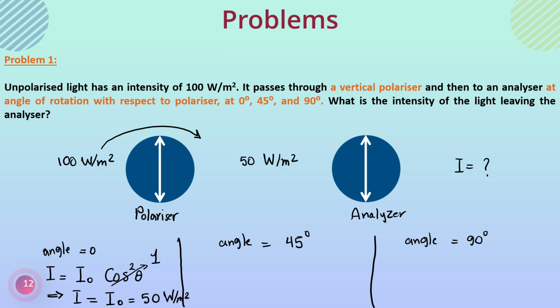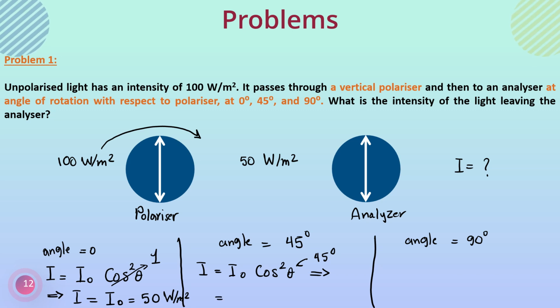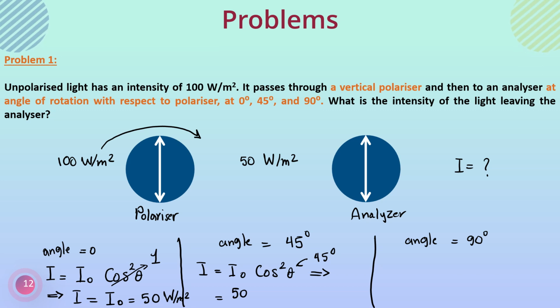Okay, when the angle is 45, what do we expect? Let's use the formula. I is equal to I naught cosine square theta. This theta is 45 degrees. So it will equal I naught, the intensity of the light which enters the analyzer, which is 50, right? Cosine 45 is 1 over square root 2. To the power of 2, it will be 1 over 2. So it will be 25 watts per meter square.